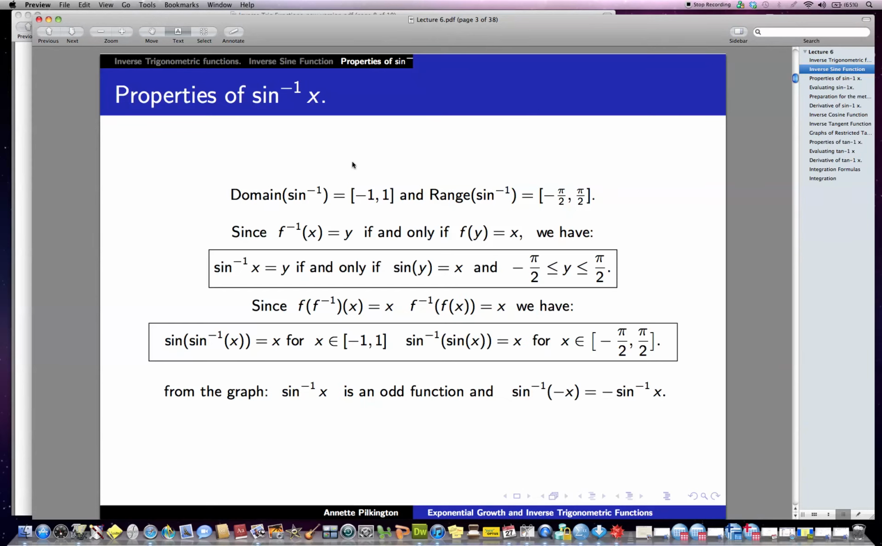Algebraically, the domain of sine inverse of x is all numbers between minus 1 and 1, and its range is all angles between minus pi over 2 and pi over 2. We have the algebraic description of it. Sine inverse of x is y if and only if sine of y equals x and y is between minus pi over 2 and pi over 2. So y is that unique angle between minus pi over 2 and pi over 2 whose sine value is x.